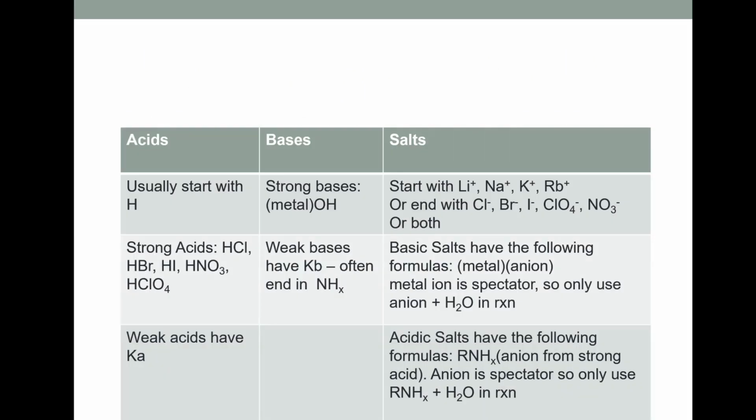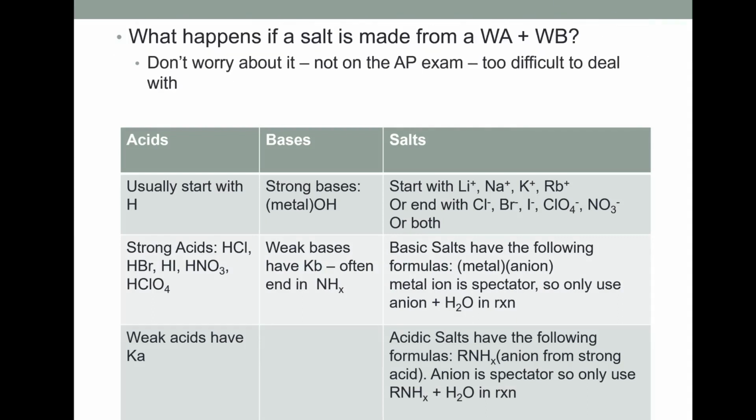Okay, now here's how you identify them, and I'm going to have you add this to your notes. First of all, what happens if it's a weak acid, weak base? Not going to have to worry about that. So identifying an acid, that's in this column. They start with an H. There are 6 strong acids: HCl, HBr, HI, HNO3, H2SO4, and HClO4.